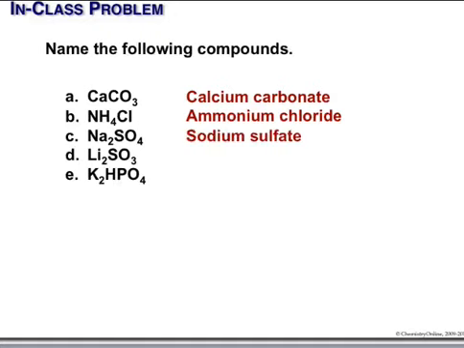Now, if this is sulfate, and we take one oxygen off, what do we get? Sulfite, right. The charge stays the same. This is -2. This is also -2. We have lithium and a sulfite. It is simply lithium sulfite.